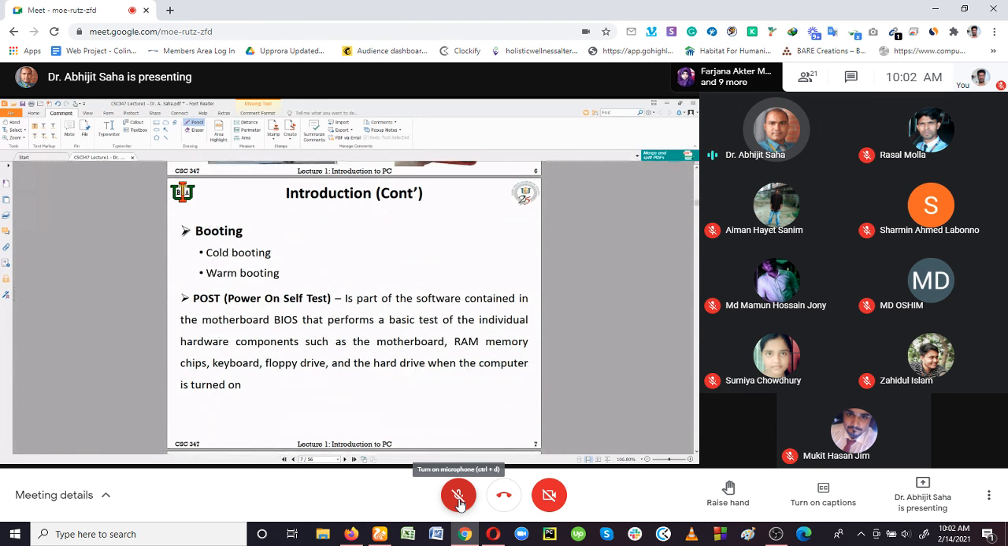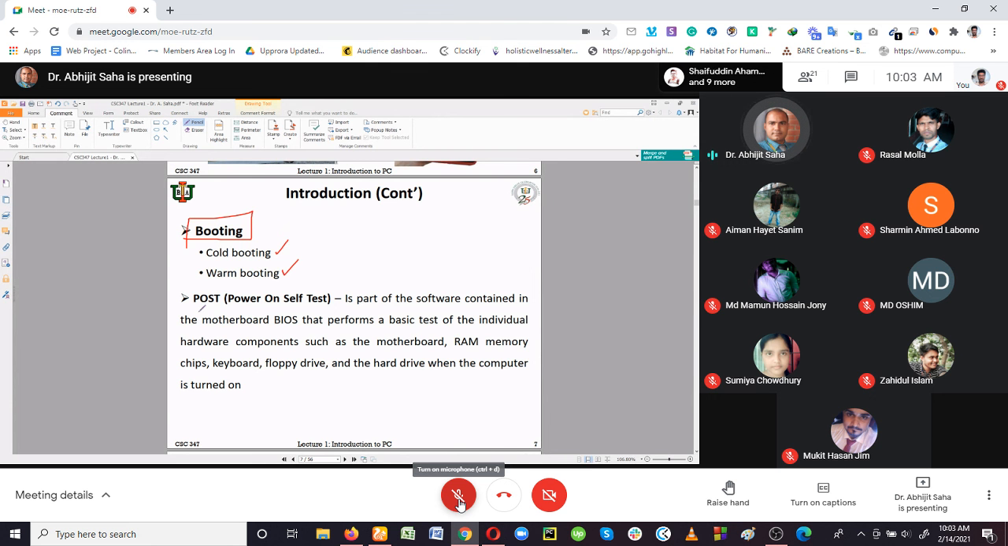The next question for you: define what is booting? Briefly discuss cold booting and warm booting, or discuss the two types of booting. Name and discuss the two types of booting. Name the types of booting and briefly discuss. So the question can be asked in different ways, right? So you should know what is booting, what is cold booting, and what is warm booting. That is the simple thing.